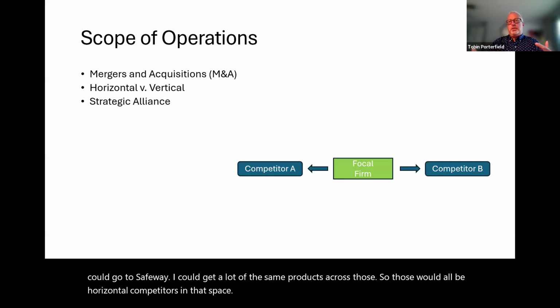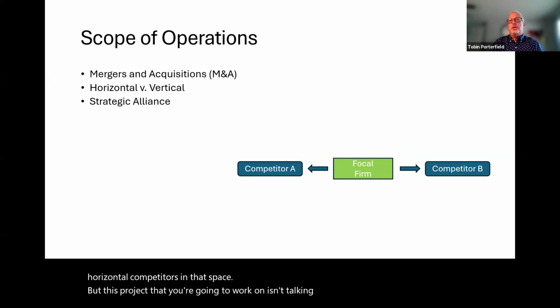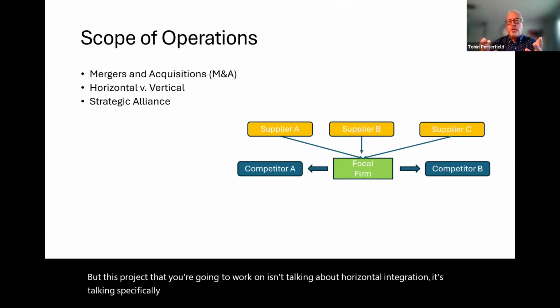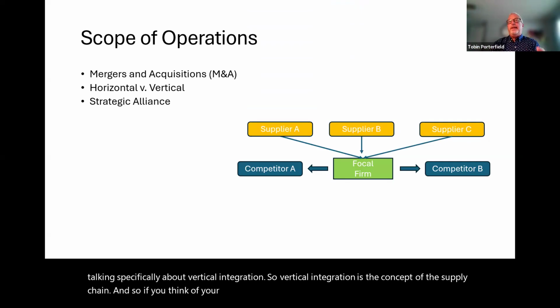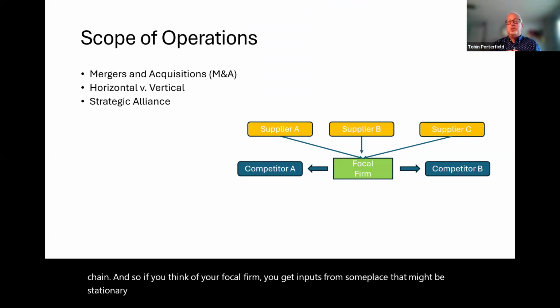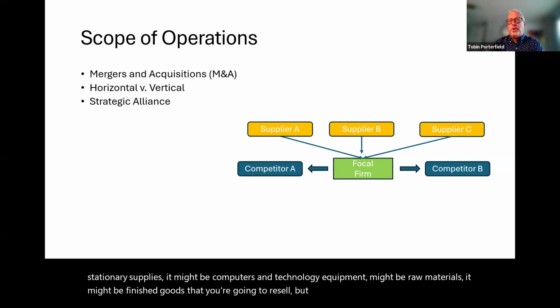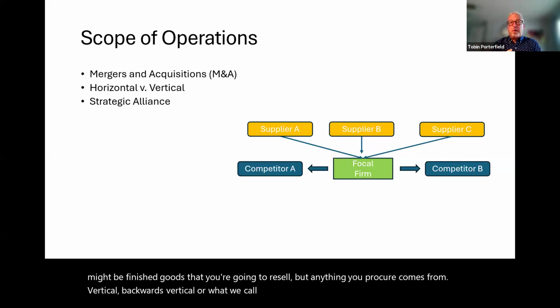But this project that you're going to work on isn't talking about horizontal integration. It's talking specifically about vertical integration. So vertical integration is the concept of the supply chain. And so if you think of your focal firm, you get inputs from someplace. That might be stationery supplies, it might be computers and technology equipment, it might be raw materials, it might be finished goods that you're going to resell. But anything you procure comes from vertical, backwards vertical, or what we call upstream in the supply chain. You're bringing them in from somewhere.